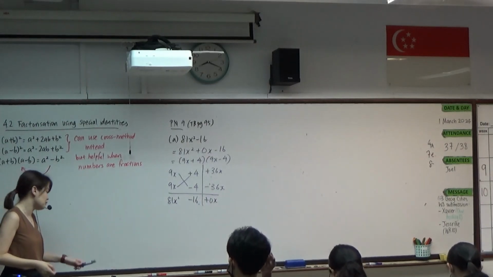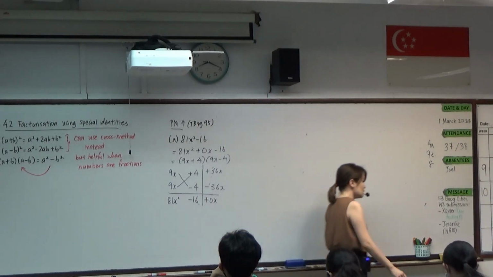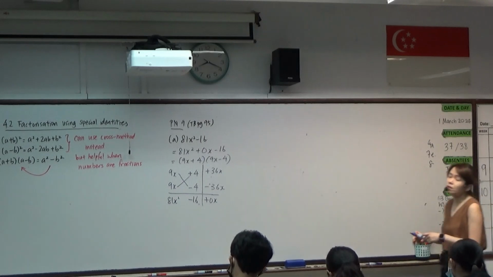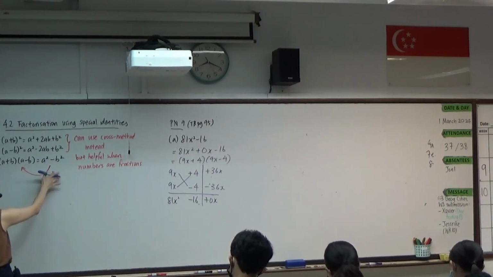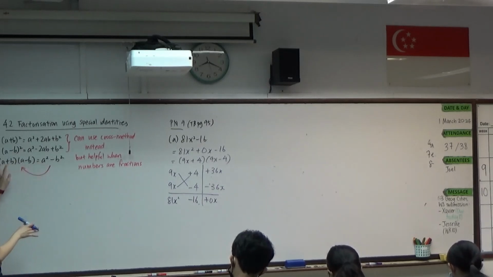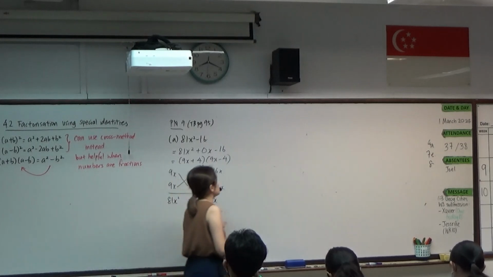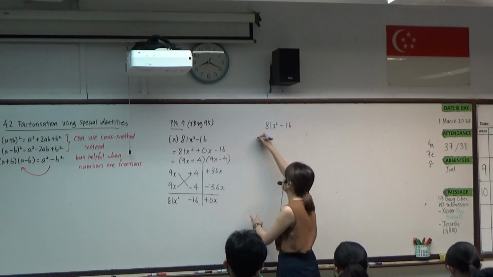This is if we were to use our cross method. But is it actually necessary? The method I want us to learn is how this formula will help us. In fact, learning this will help us do it faster. We don't even need to go through this cross method because of 81x squared minus 16.